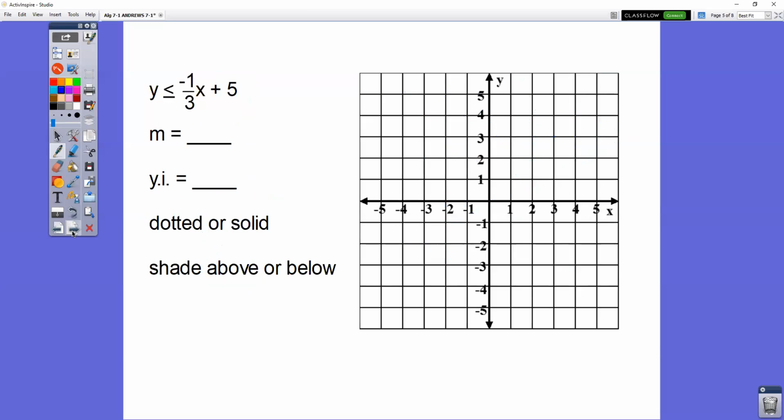Take a look at another one. This one says y is less than or equal to negative 1/3 x plus 5. Go ahead and try this one on your own, please. Give you about 1 minute to do it.